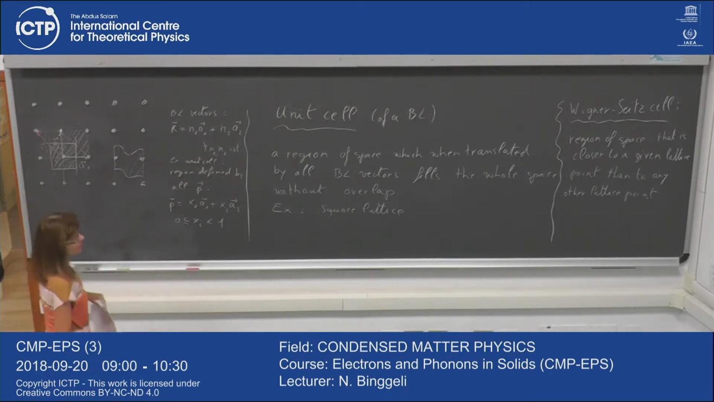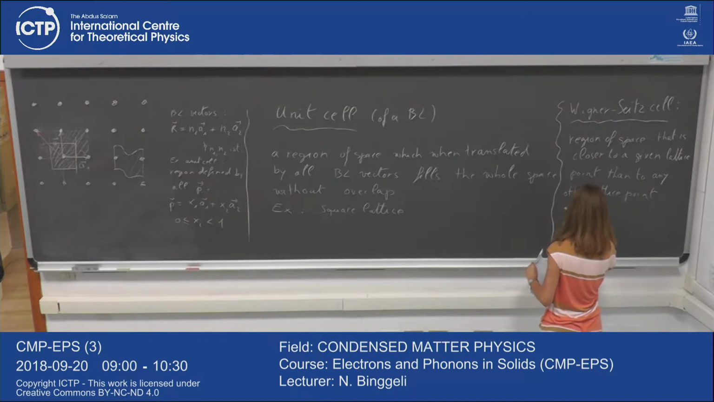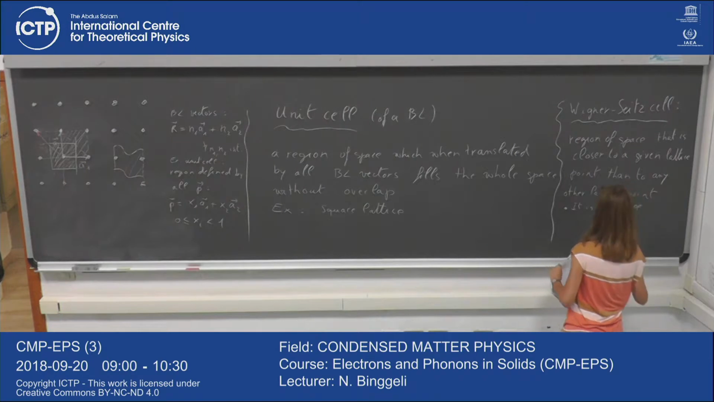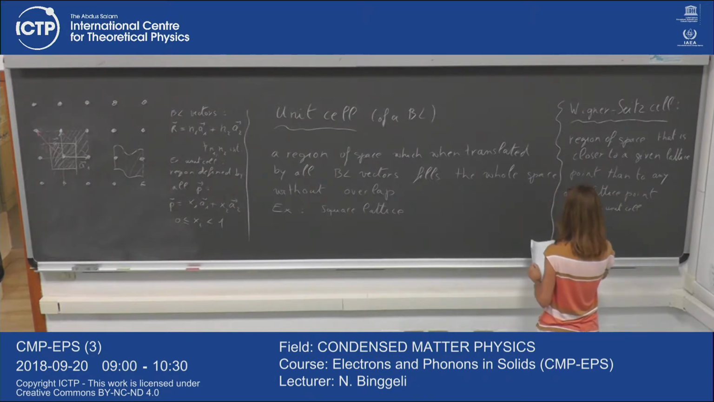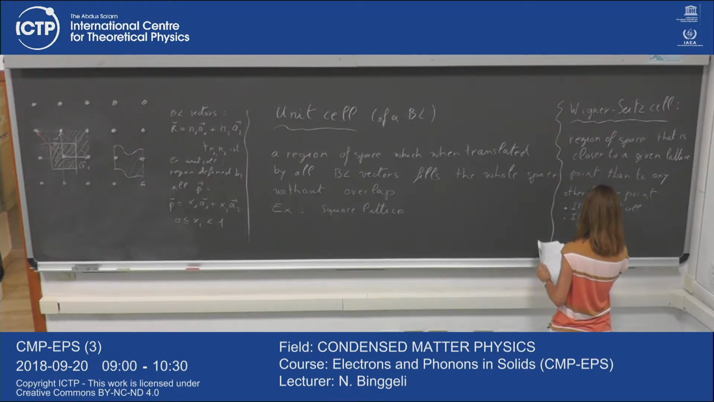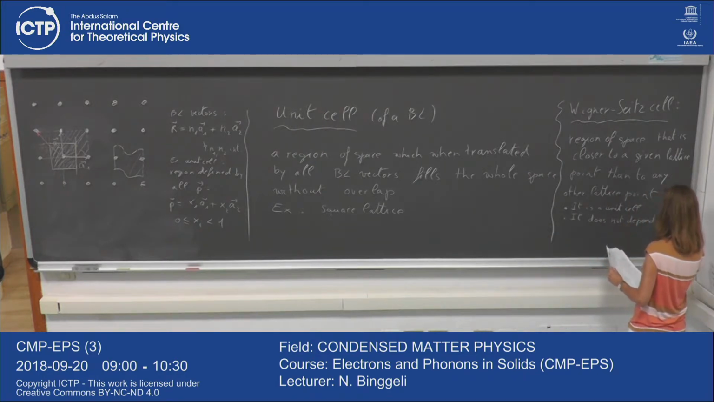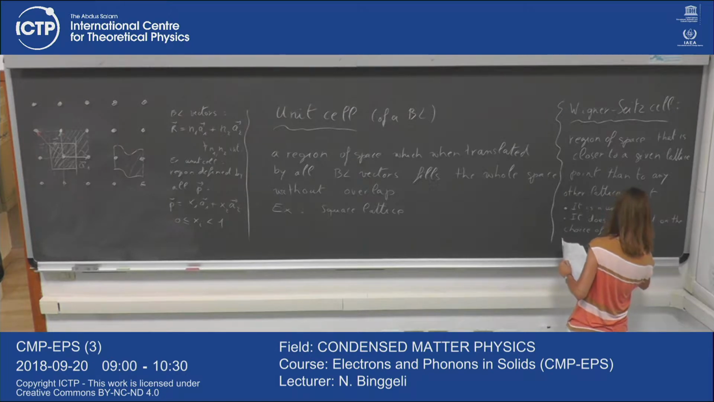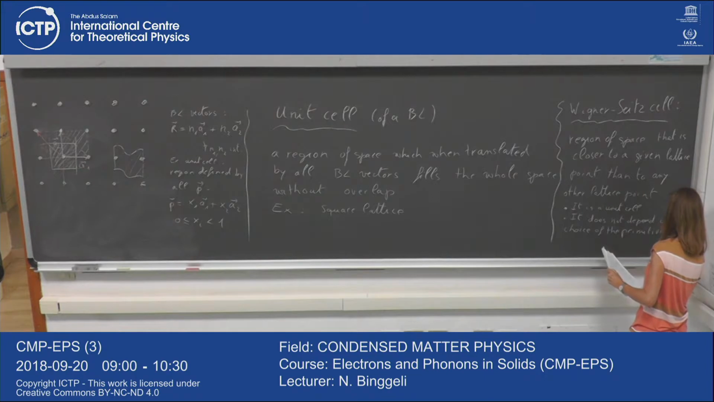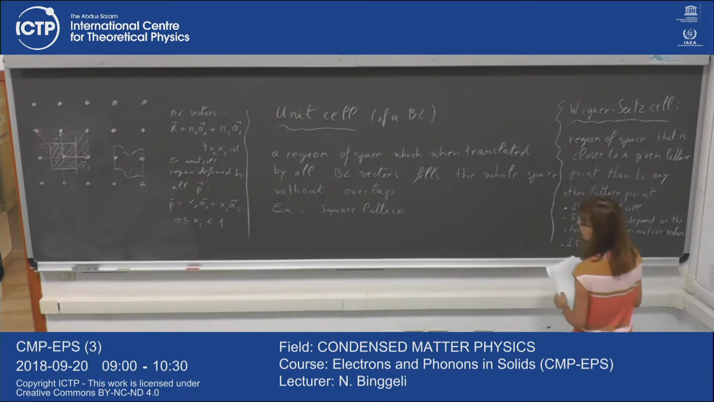This Wigner-Seitz cell has three properties which are interesting and make it special. Well, the first one is just that it is a unit cell. I will show it more in general in a minute. So it is a unit cell. Secondly, it does not depend on the choice of the primitive vectors, and it has the full symmetry of the Bravais lattice.